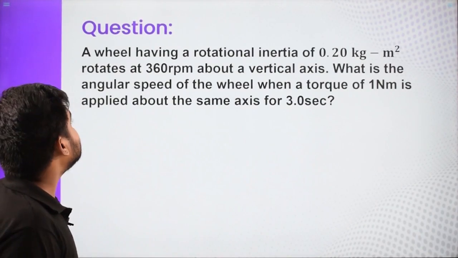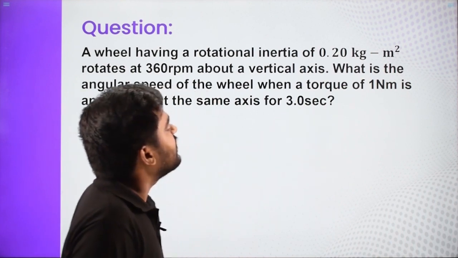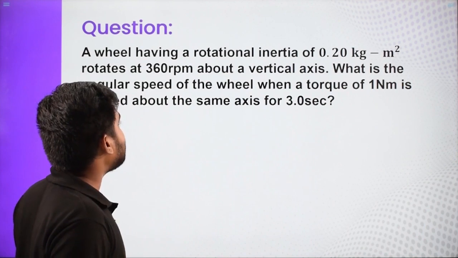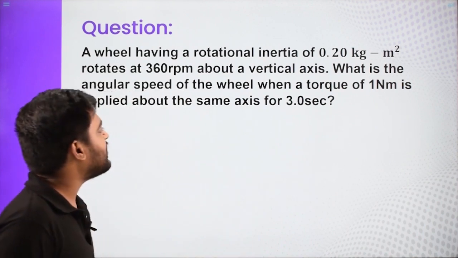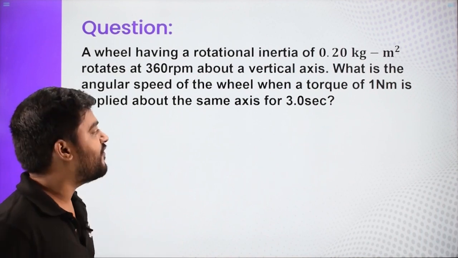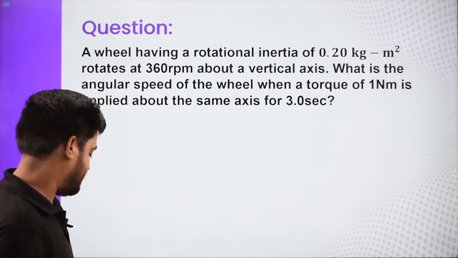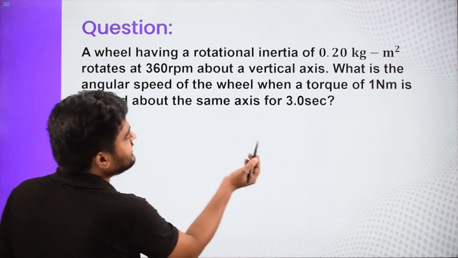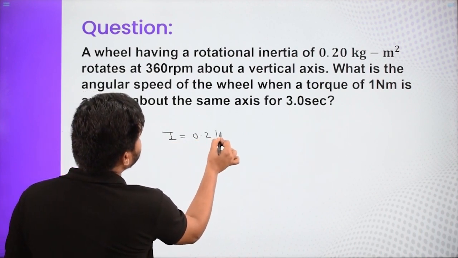So our question is, a wheel having a rotational inertia of 0.20 kg meter square rotates at 360 rpm about a vertical axis. What is the angular speed of the wheel when a torque of 1 Newton meter is applied about the same axis for 3 seconds? So what we know in this question is the moment of inertia about the axis, which is 0.2 kg meter square.